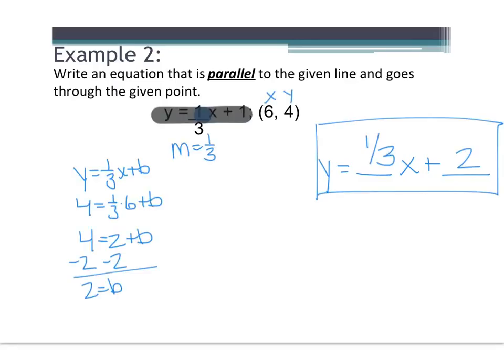All right, hopefully you ended up with an answer of y equals 1/3 x plus 2. If you have any questions, take a look at the work that I have. Most students will make a mistake when they are taking 1/3 times 6. Again, use a calculator, and it's going to be easiest if you are using one of the scientific calculators to calculate that.